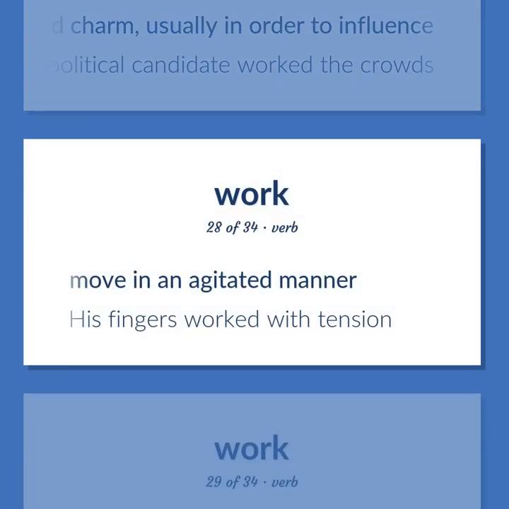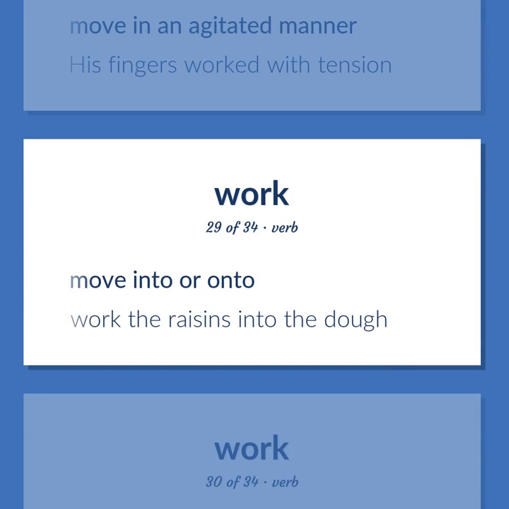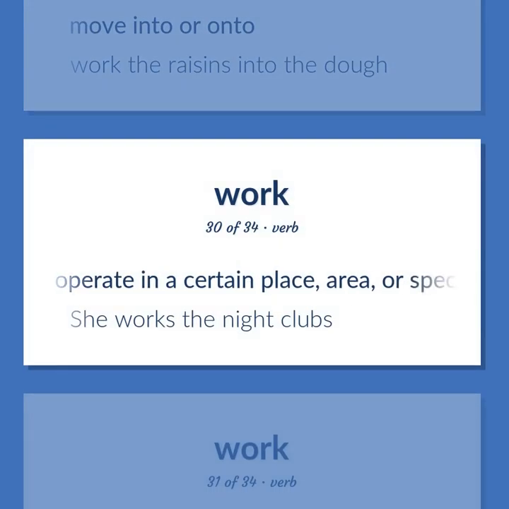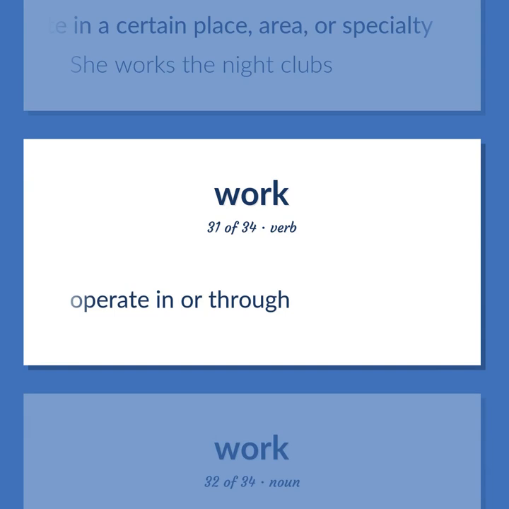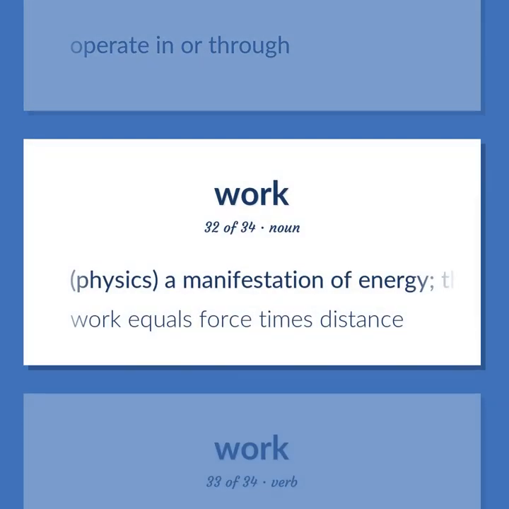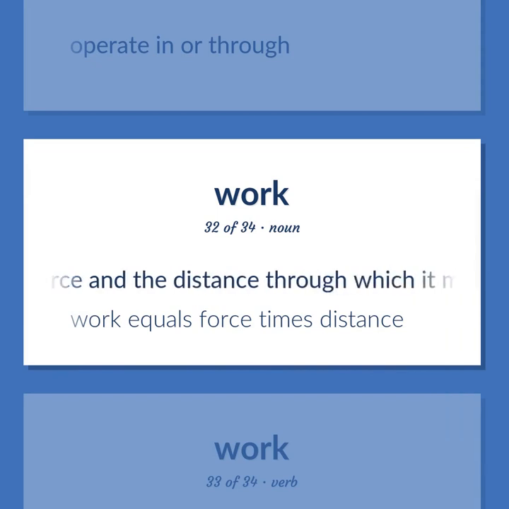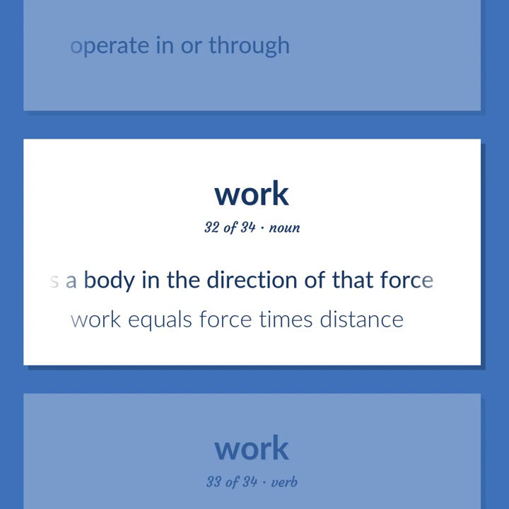Move in an agitated manner. His fingers worked with tension. Move into or onto. Work the raisins into the dough. Operate in a certain place, area, or specialty. She works the nightclubs. Operate in or through. Physics. A manifestation of energy. The transfer of energy from one physical system to another expressed as the product of a force and the distance through which it moves a body in the direction of that force. Work equals force times distance.